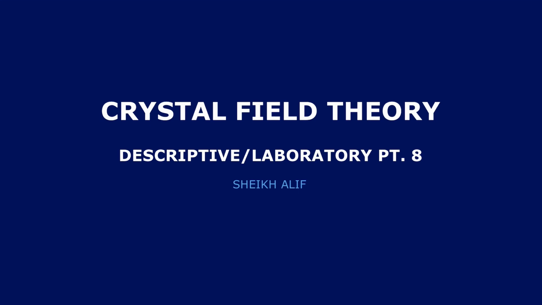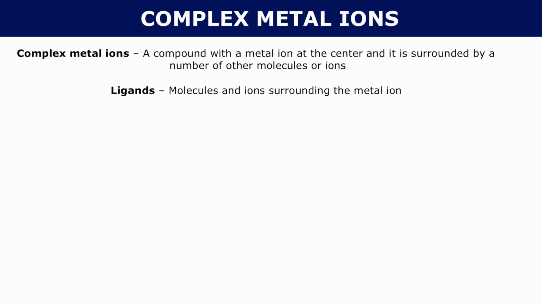What is a complex metal ion? A complex metal ion is just a compound with a metal ion at the center, and it's surrounded by a number of other molecules or ions. Those molecules or ions that surround the metal ions, we call them ligands. So if I give you an example, if you look at this complex metal ion here, you can see a copper at the center. That's going to be the metal ion at the center, and it's surrounded by these 4 ammonia molecules. Those ammonia molecules are the ligands, and so the entire thing with a charge of +2 is going to be a complex metal ion.